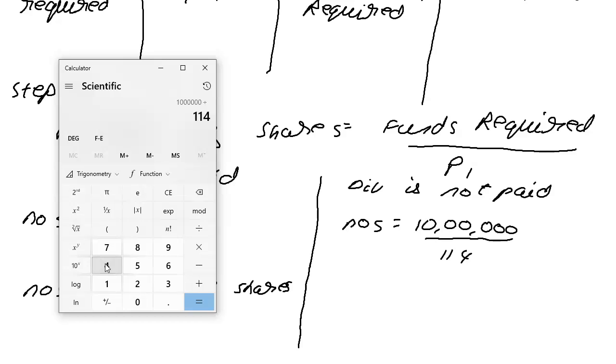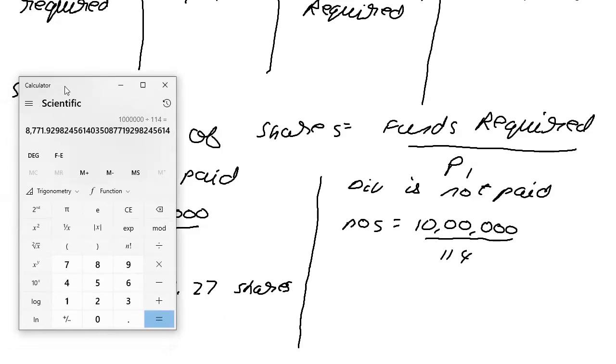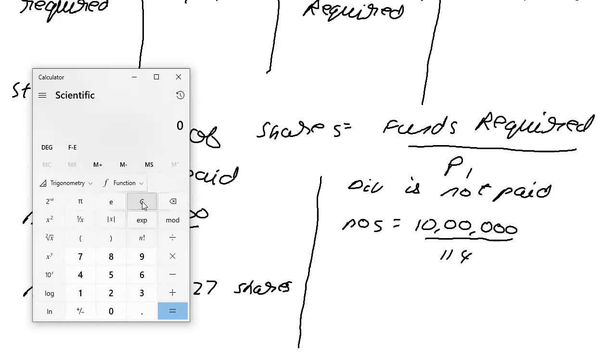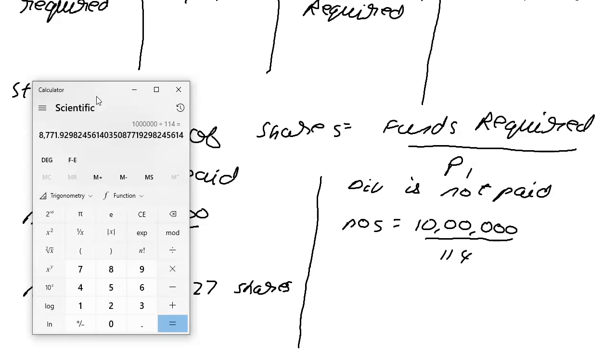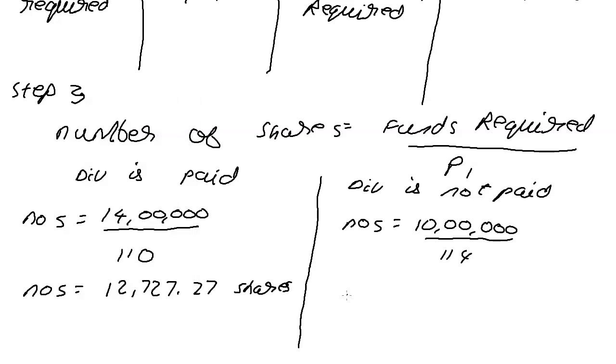Now for the other one, we have 10 lakhs upon 114, which gives us 8771. It makes me wonder whether I put 10 lakhs in properly. We have 10 lakhs upon 114, 8771.92, and since this is 5 more than 5, I'm going to make it 93. So number of shares is equal to 8771.93 shares. With this we're done with the question.